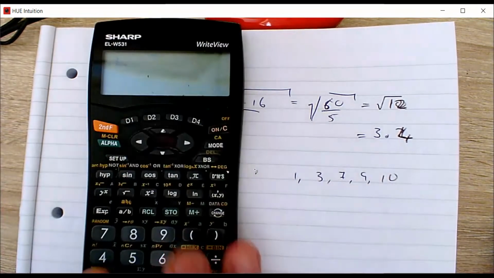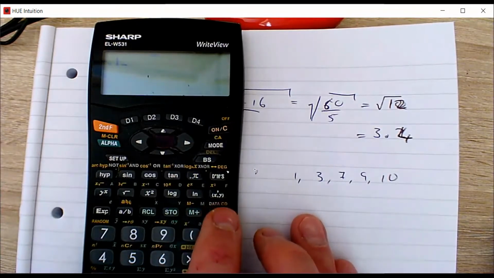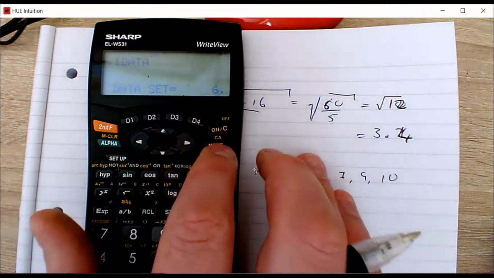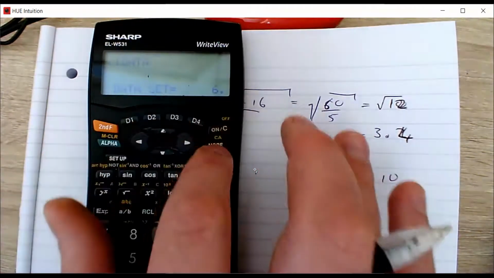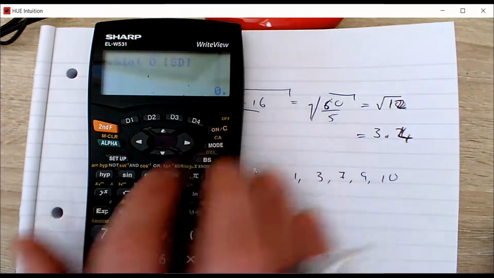Well, you say 1, and then this button here that has data above it, or change. If you hit that, see it says data set equals 6. Now that says 6 because I've already got data stored in my memory. So to clear my memory, it's second function and that clear all button, just above mode. So I'll do that again.